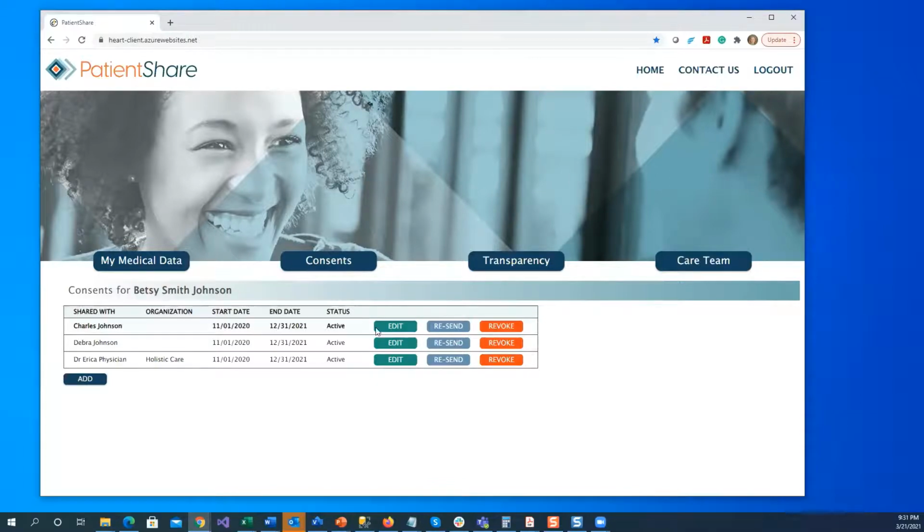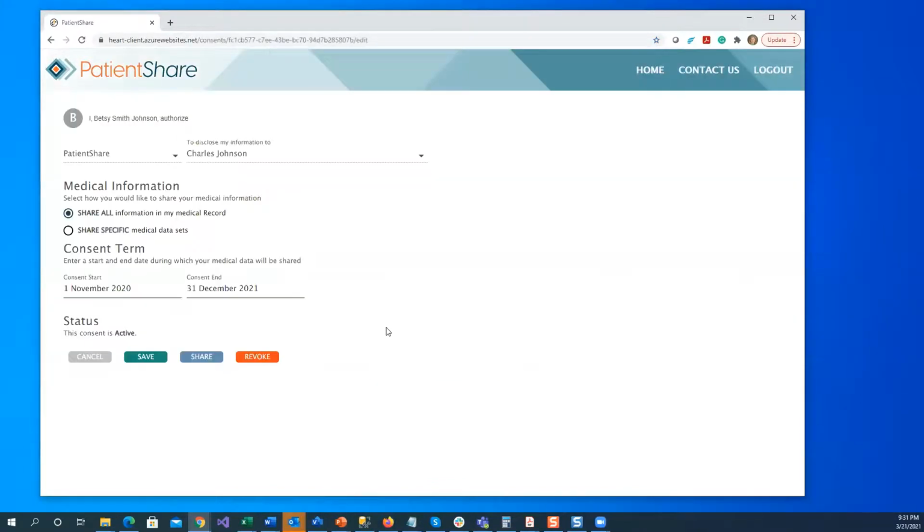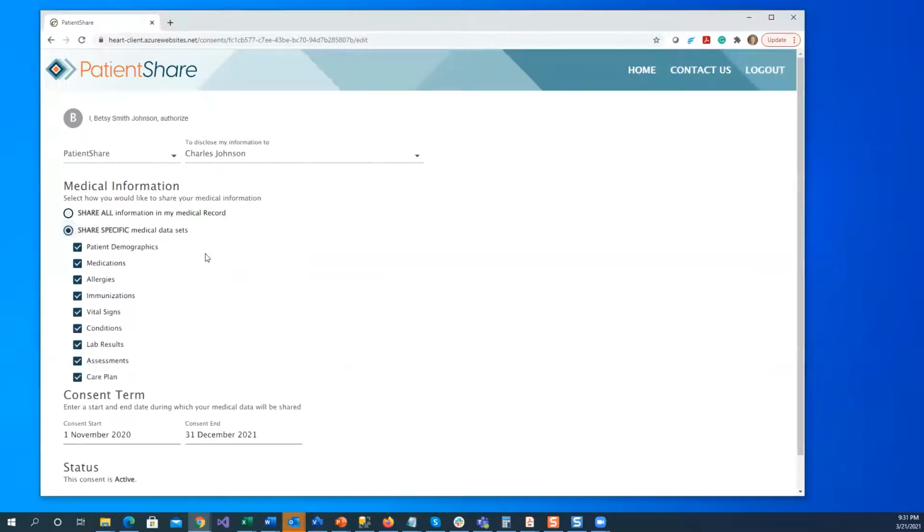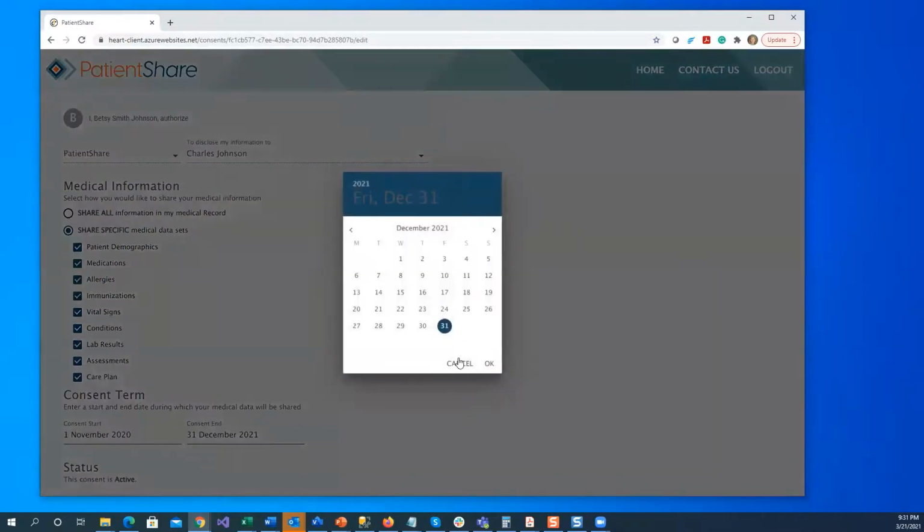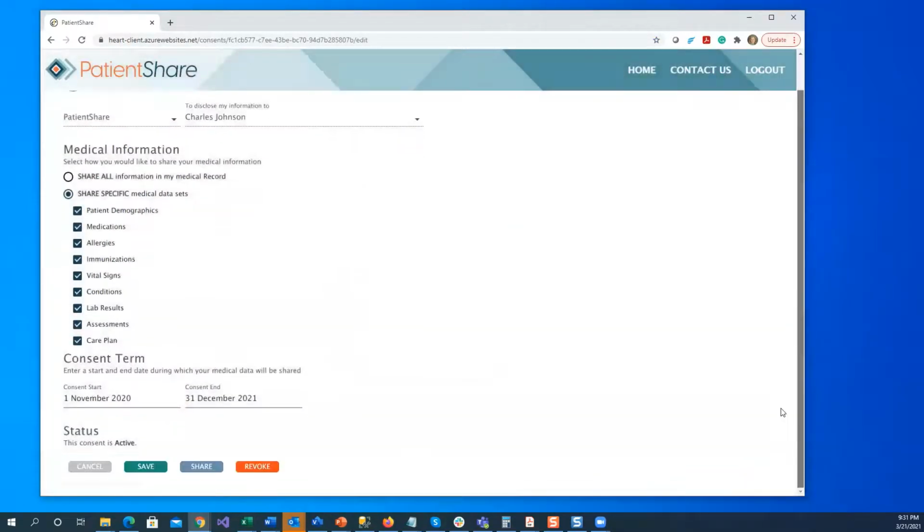Let's delve into this first consent, where Betsy has decided to disclose her information to her son, Charles Johnson. In this case, she's chosen to share all of her information and medical record, but she could just as well have shared only specific parts of her data. And had she done only some subset of that data, only that data would be shared via the consent. She has a term which can be changed at any point in time. And of course, the consent can be revoked at any point in time.